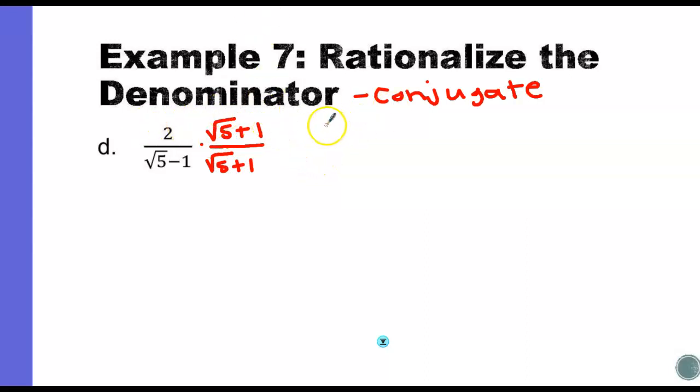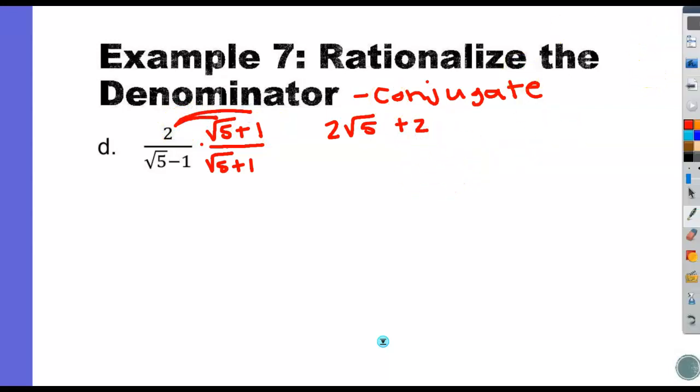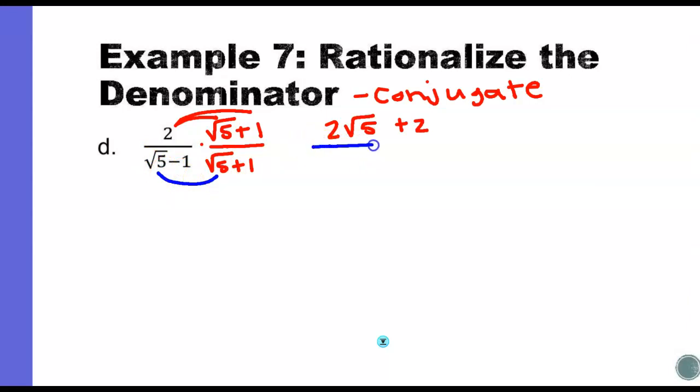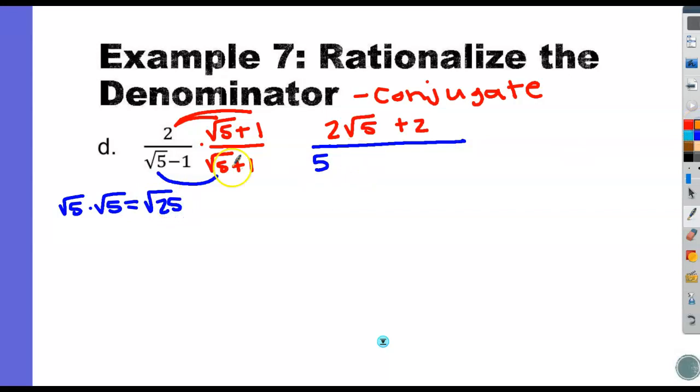The numerator really isn't too big a deal. I do have to distribute. The denominator is going to take a little bit more thinking because I do have to make sure that I distribute properly. The square root of 5 times the square root of 5 is the square root of 25. And the square root of 25 is just 5. Next, I'm going to do the square root of 5 times 1.